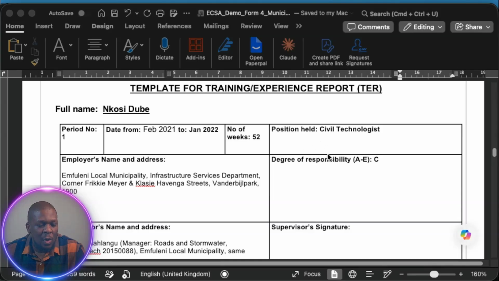The position they were holding, please note, by position held, I'm not talking about the position to which you were employed at. You might have a position within that period, or you might have a position within a project. In this case, the applicant works on many projects, and their position in all those projects is civil technologist. So we say that civil technologist.